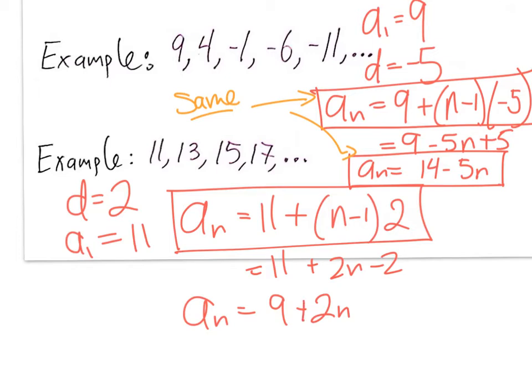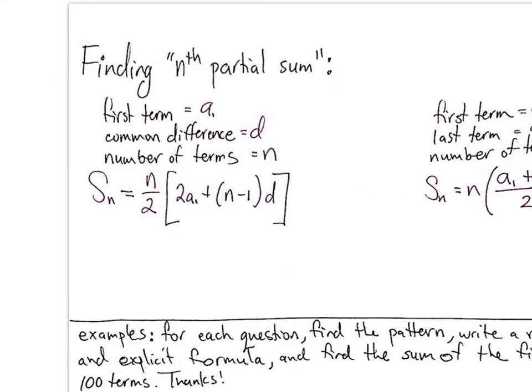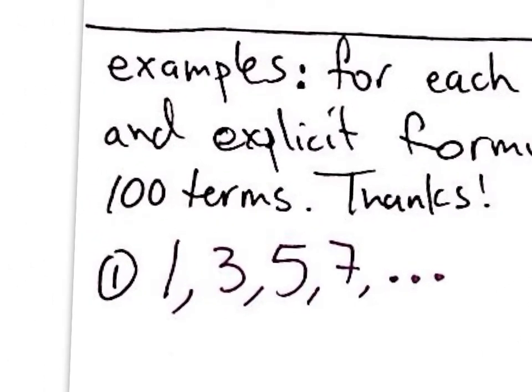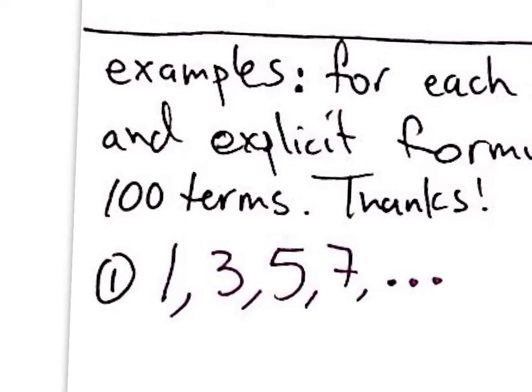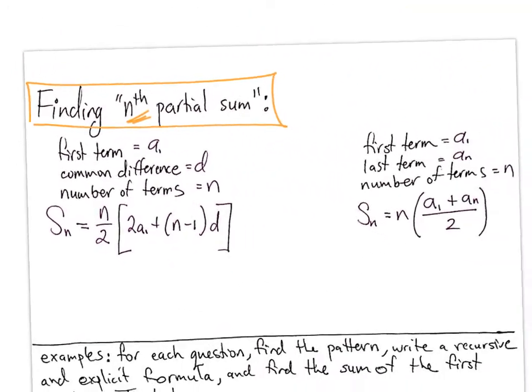Okay, moving on. Alright, here, finding the nth partial sum. So what this means is we're adding them all up to some value. So, for example, what we're going to be doing here is finding the sum of the first 100 terms. So you can sit there all day on your calculator, or you can use a shortcut, which is what we'll be learning. Okay, so two ways to think about this.